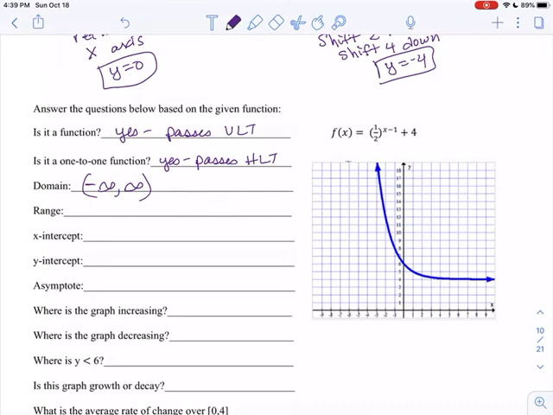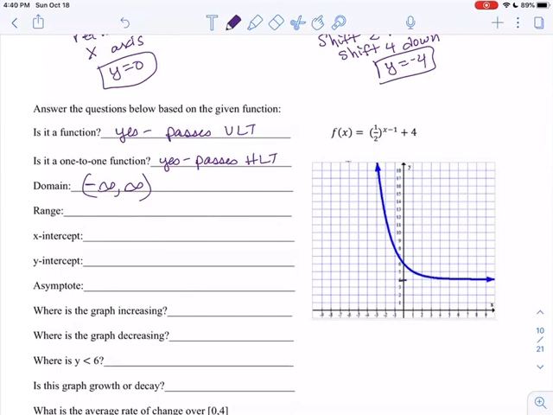The domain are my x's. The leftmost point has an arrow. The rightmost point has an arrow. They are going on forever and ever to the left and the right. I know it looks like it's going up, but it's actually going up and a little bit to the left at the same time. So my domain is -infinity, infinity.